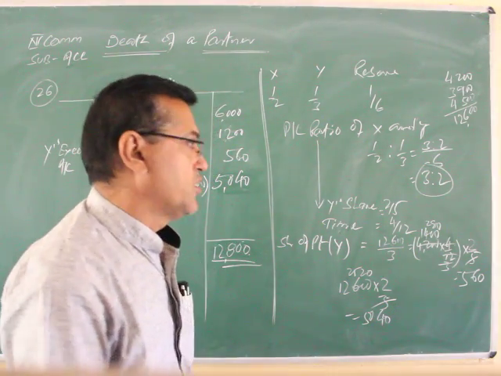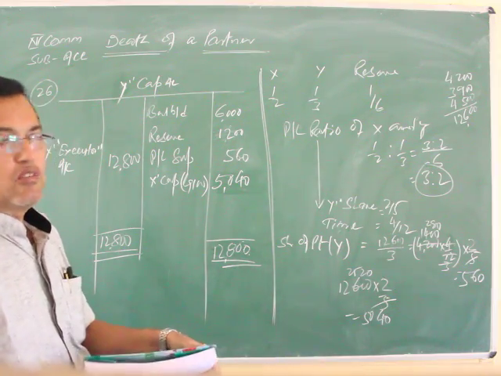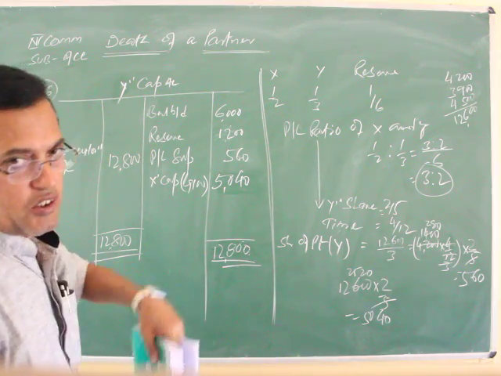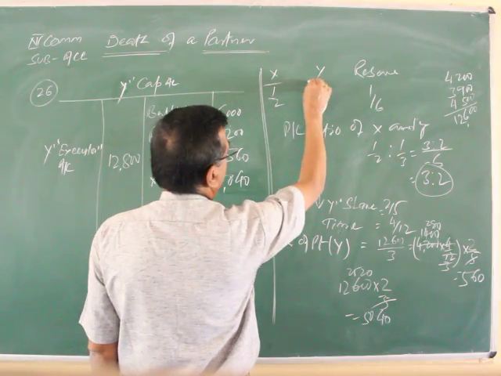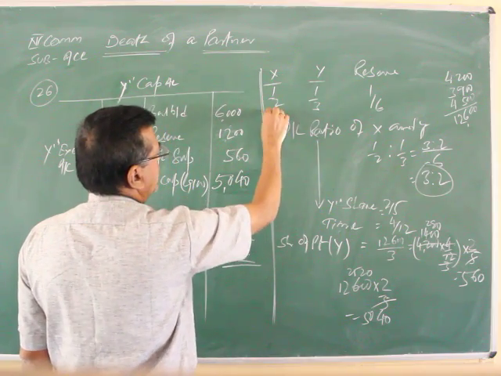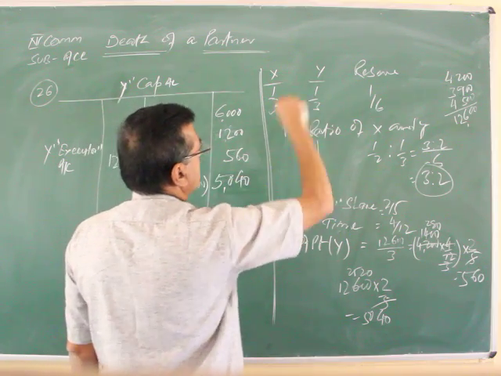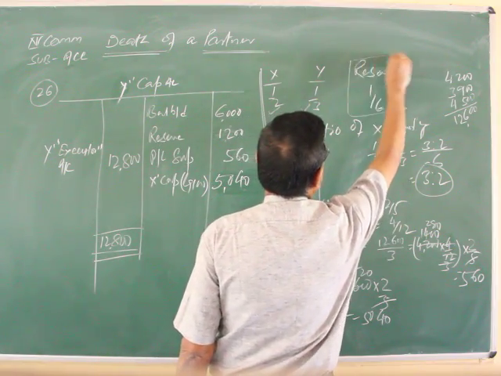Now, after question number 23, I have taken question number 26. Why I have taken it, you can see now. There are two partners, X and Y. Their profit sharing ratio is given.